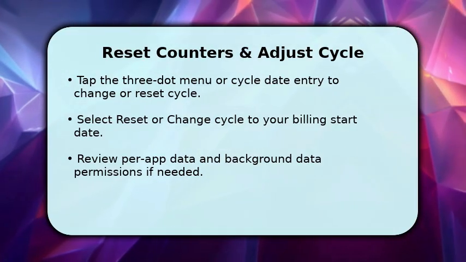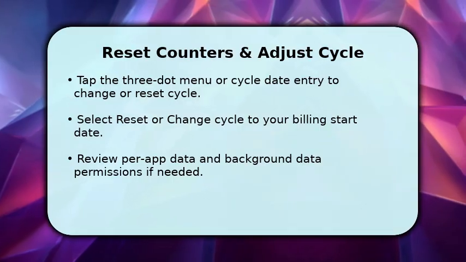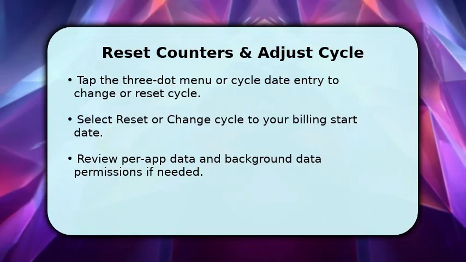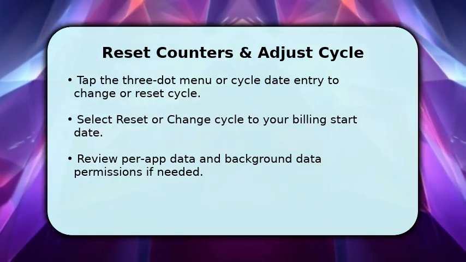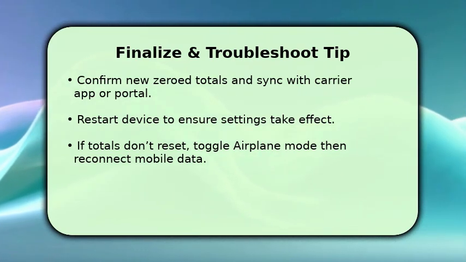Once done, review per app lists and toggle background data for apps that consume unexpectedly. Make sure to save changes. Adjusting the cycle prevents premature overage warnings. Finish by verifying that totals show 0 for the new cycle and cross-check with your carrier's app or portal.